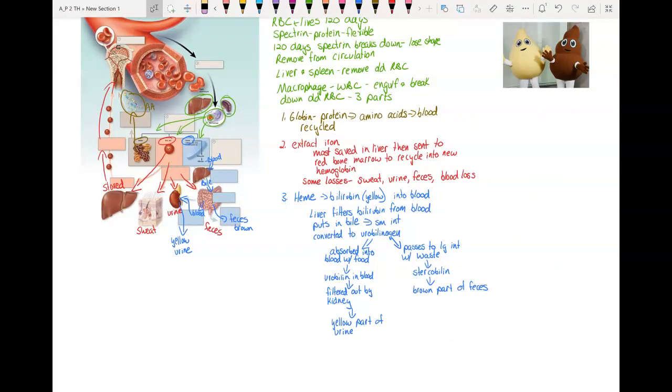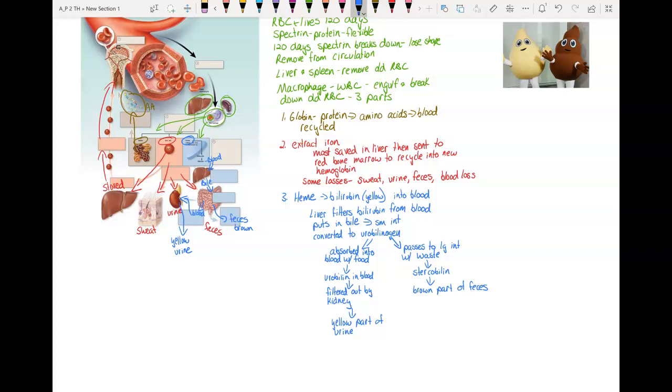They live 120 days. Then their spectrin starts to break down. They lose their shape. So your spleen and your liver pull them out of circulation. Macrophages in your spleen and liver break them down. You recycle the protein, you recycle the iron, the heme you turn into bilirubin, you put that in your blood, then your liver pulls it out, puts it in the bile, sends it to your intestine.